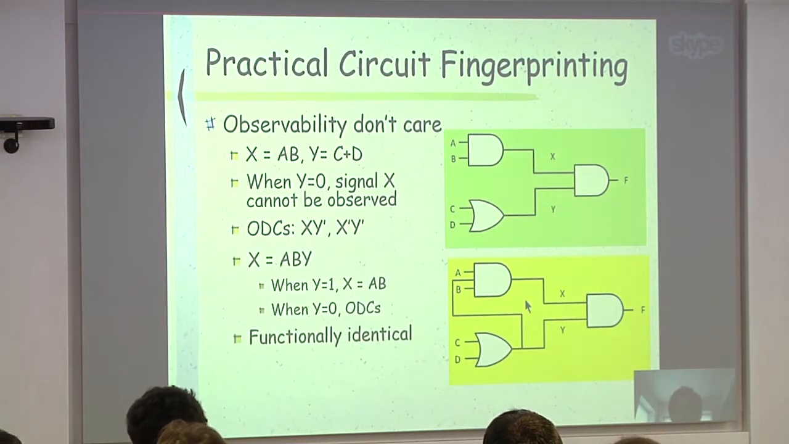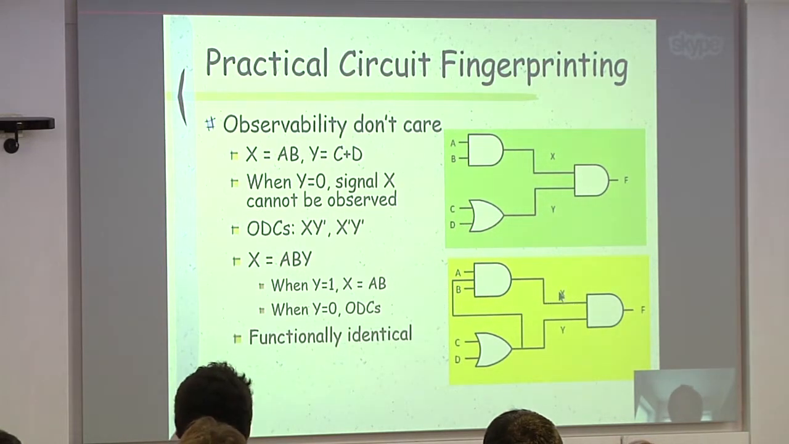So now let's do a one-step closer analysis here. We see the new signal X becomes AND of A, B, and Y. However, if Y is 1, X will be equal to A, B, and 1, which is the same as A, B. So it's the same as this functionality. Which means that if Y is 1, it doesn't matter. X generates the same value as the previous circuit.